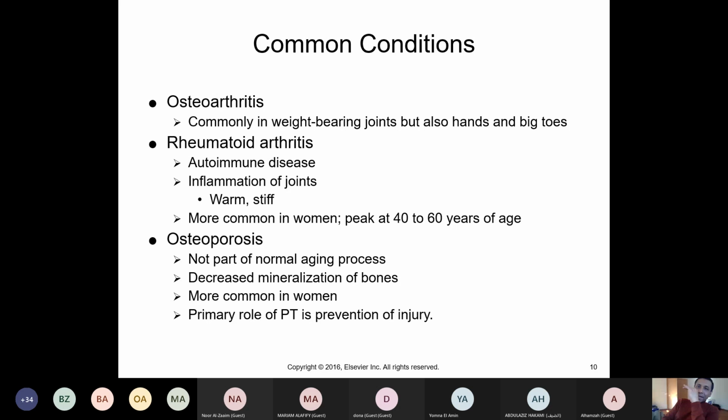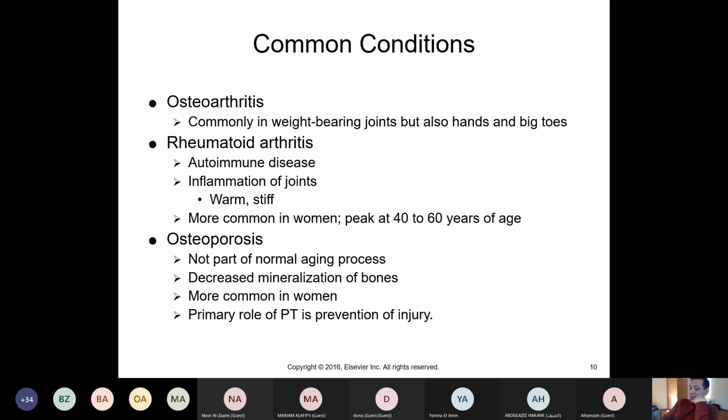Rheumatoid arthritis, on the other hand, is not age-related arthritis, but an autoimmune form of arthritis. This also results in joint stiffness. Your joints may feel warm, and you end up having deformities within those joints. It could be at the finger joints, which is very common to see, or the wrist joints. Unfortunately, rheumatoid arthritis peaks between the ages of 40 to 60 in both men as well as women. However, it tends to be a little bit more common in women.